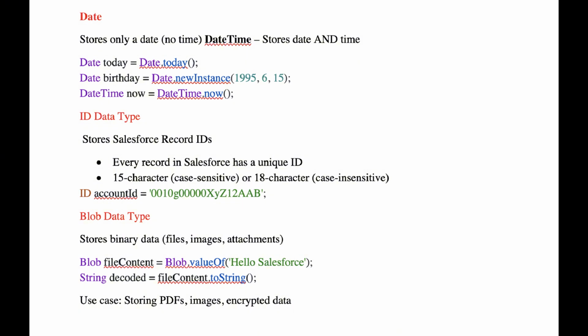What is the Blob data type? It stands for binary large object. It is used to store raw binary data, like a file attachment, an image, or encrypted content. For example, if you want to store a PDF document or an image inside Salesforce, you use Blob. You can convert text to blob using Blob.valueOf and convert it back using .toString.